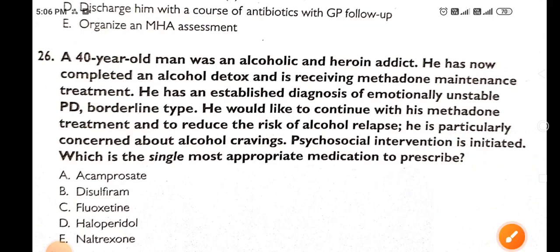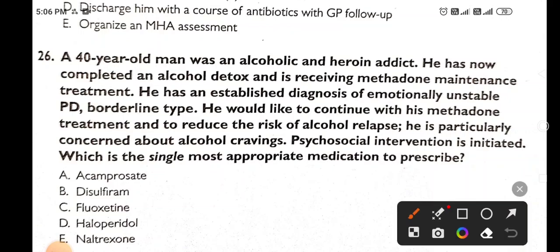A 40-year-old man was an alcoholic and heroin addict. He has now completed an alcohol detox and is receiving methadone maintenance treatment. He has an established diagnosis of emotionally unstable personality, borderline type. He would like to continue with his methadone treatment and to reduce the risk of alcohol relapse. He is particularly concerned about alcohol cravings. Psychosocial intervention is initiated. Which is the single most appropriate medication to prescribe?